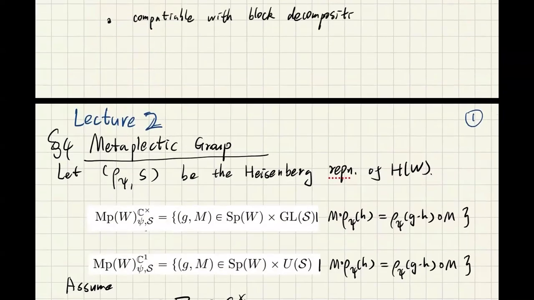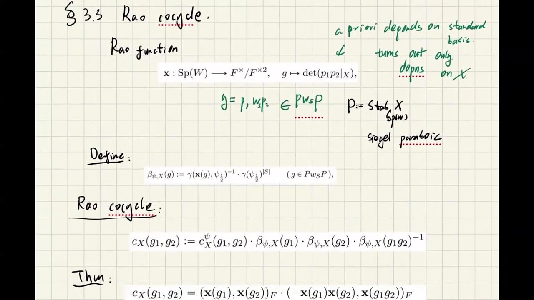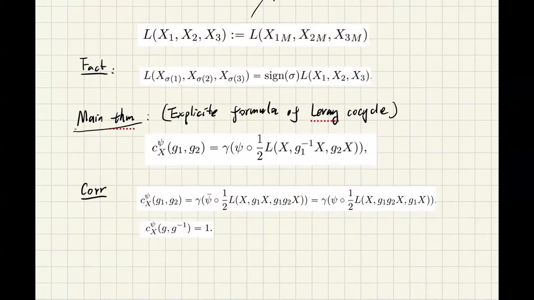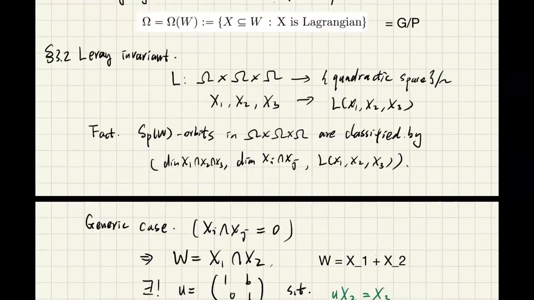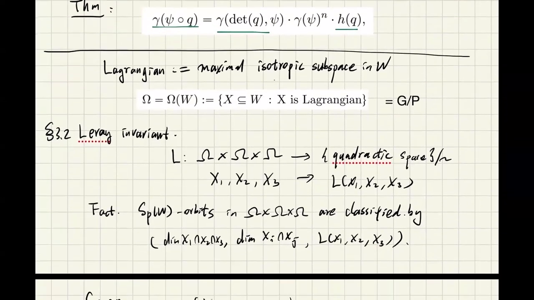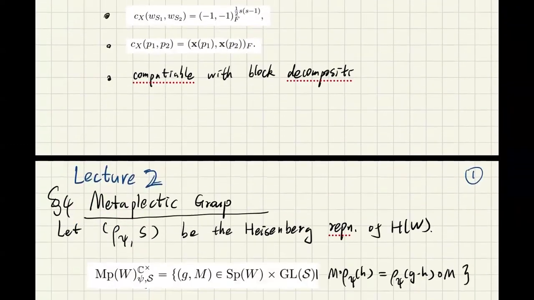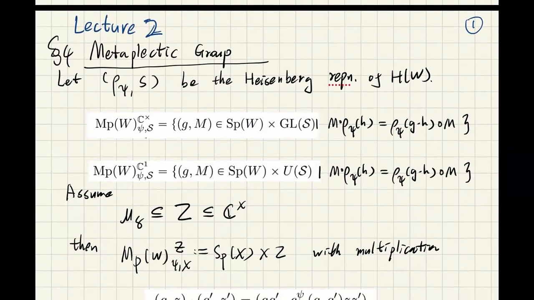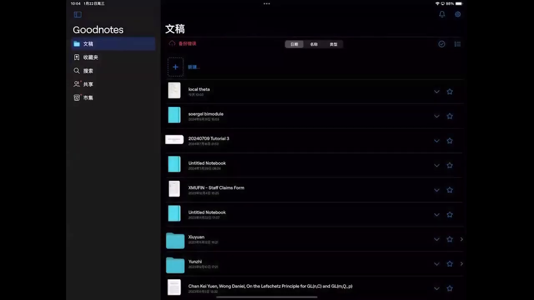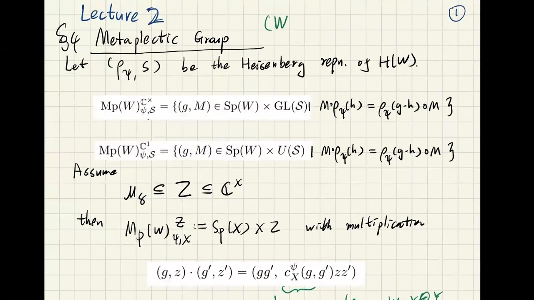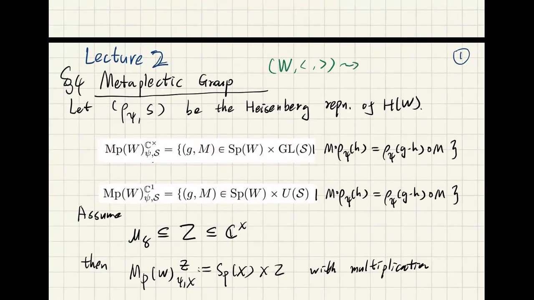Recall last time we mentioned we have two cocycles from the intertwining of the Heisenberg representation. So the logic is like this: you have a symplectic space W with a symplectic form. Then from this you have the Heisenberg group, which is W cross F. Then from this you have the Heisenberg representation.